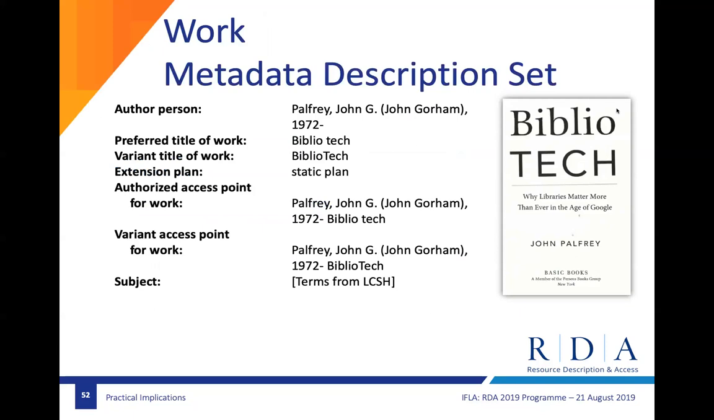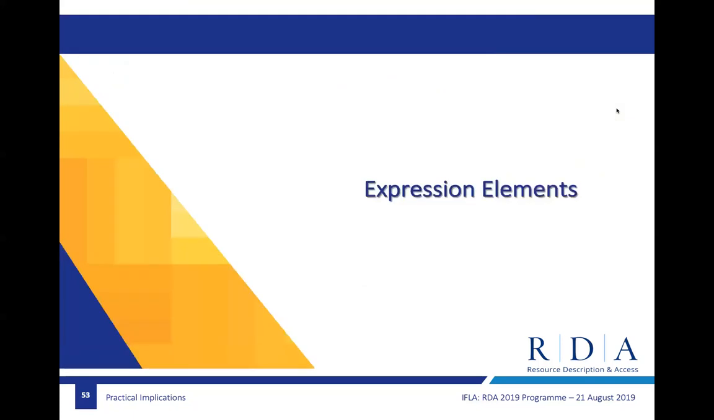Here then is my complete work metadata description set. My author, my preferred title and variant title, the extension plan, the authorized access point, and the variant access points, and the subjects. This leads finally to the expression elements.